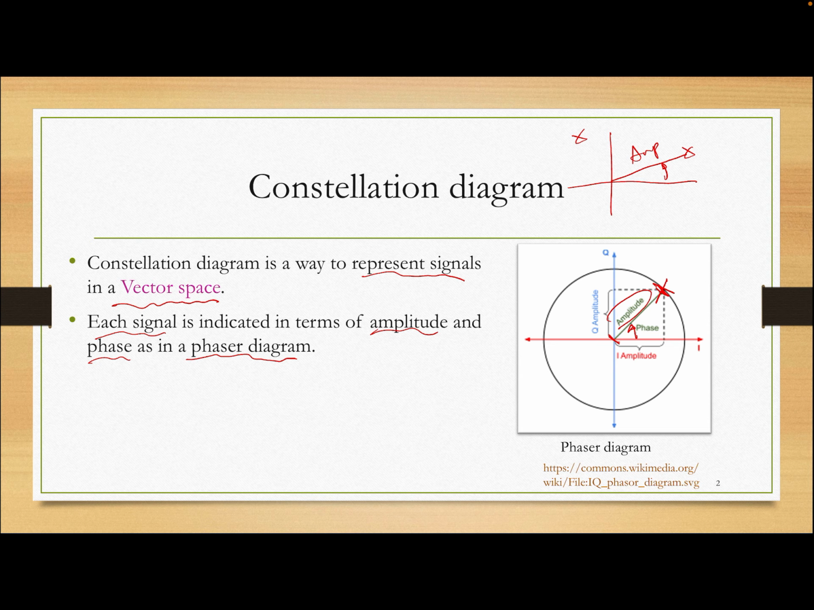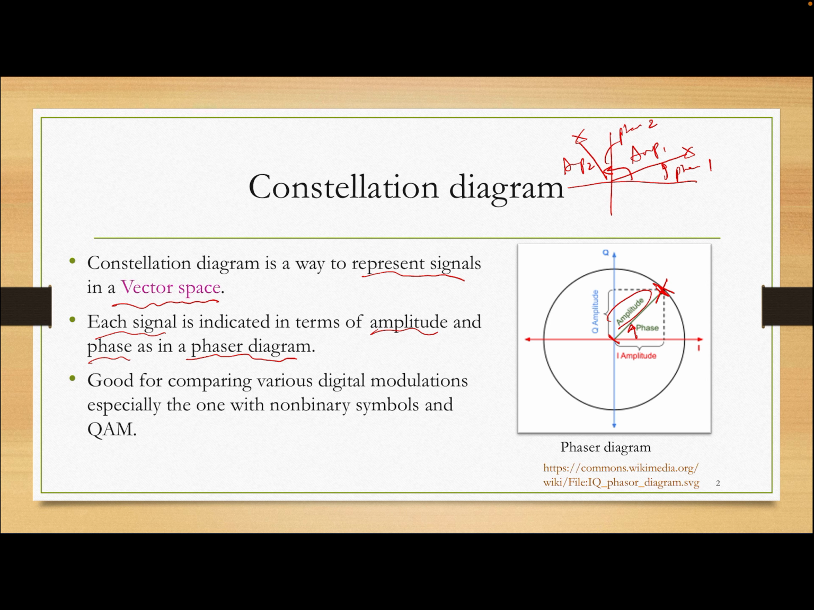So if I have this point here and this point here, this is the amplitude, and this is the phase. So phase 1, and this is the amplitude 2, and the phase 2 here. So this is phase 2. So a different point in the diagram has different amplitude or different phase.